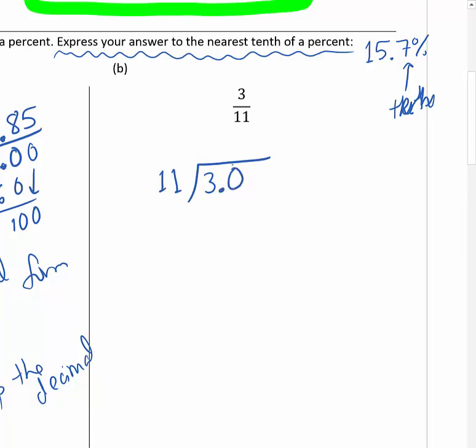How many times does 11 go into 30? That would be only twice, right? And then 2 times 11 is 22. If we subtract those, we're left with 8. Okay. And then we'll see. We'll bring down another 0.